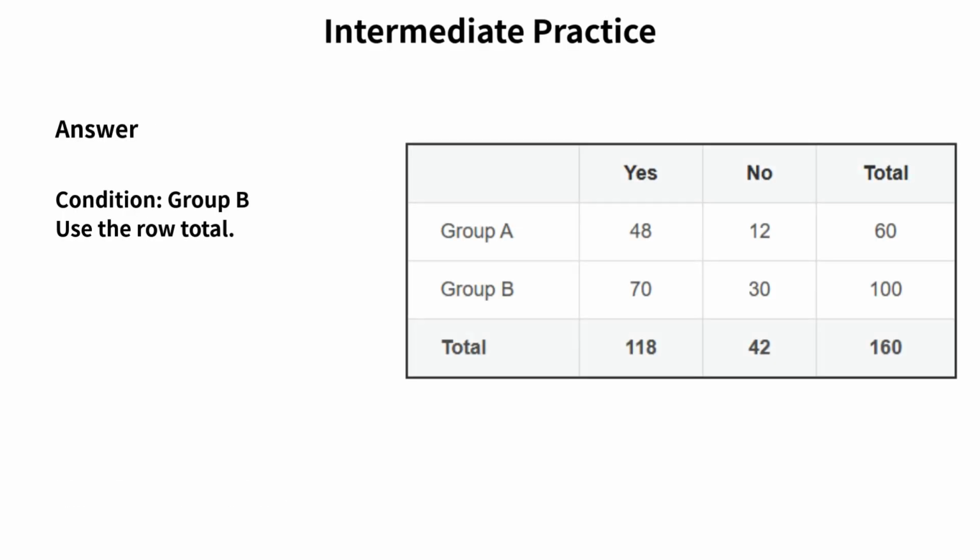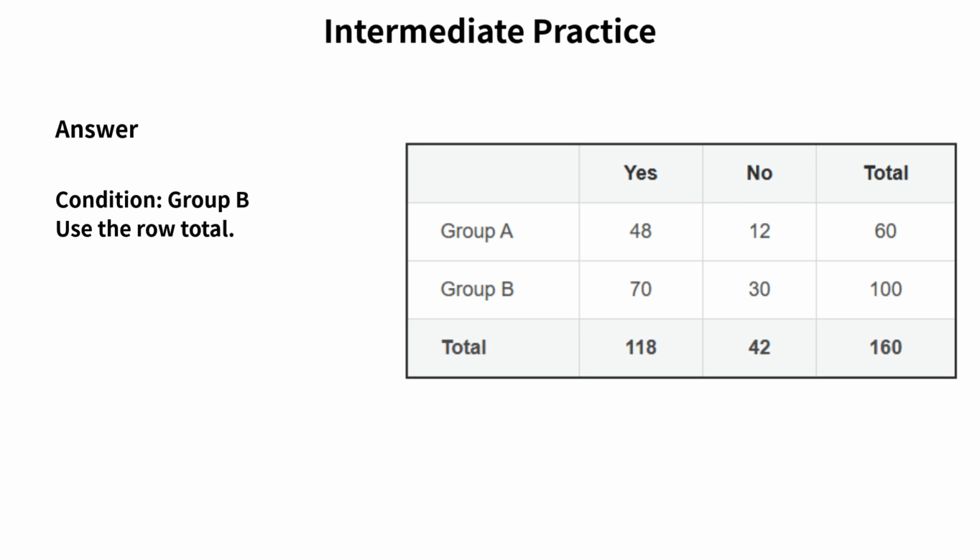Alright, let's take our time and go through the answer to the intermediate practice step by step. First, listen carefully to the wording of the question. Given a student is from Group B. That phrase, given a student is from Group B, already narrows our focus. We are no longer looking at everyone. Before thinking about yes or no, we must fix the group. Once Group B is fixed, the denominator must come from within Group B. This is a row-based condition, not a column-based one.